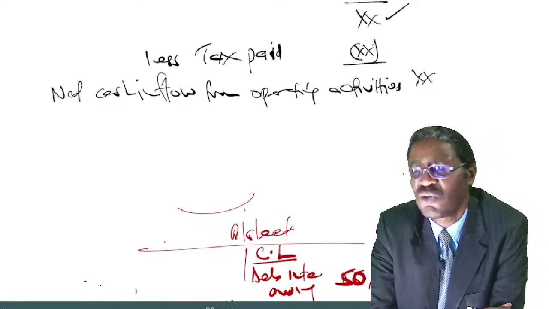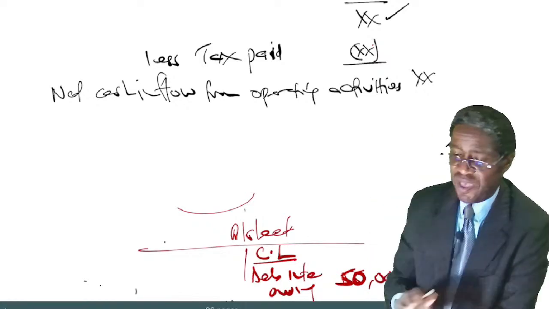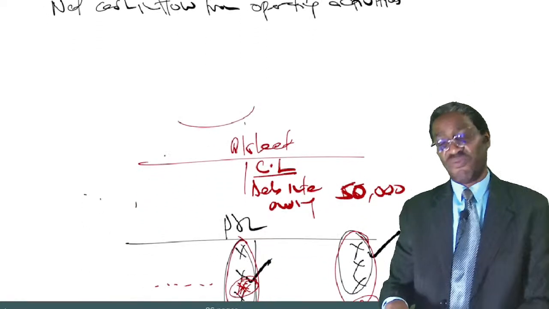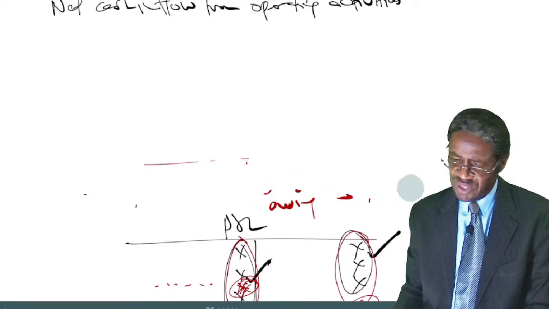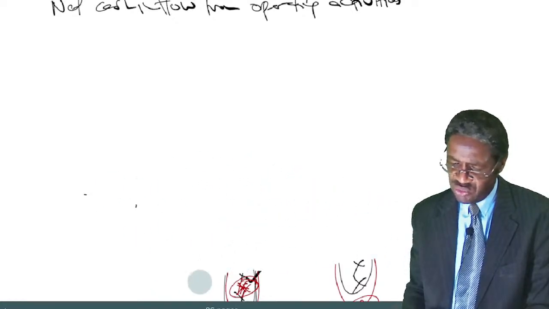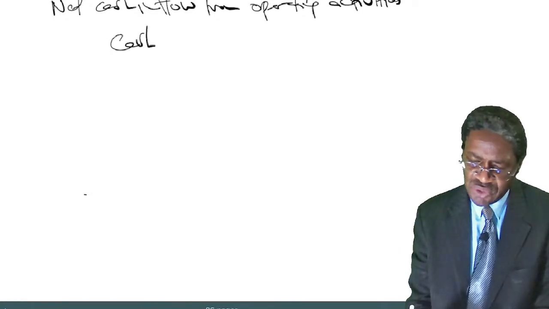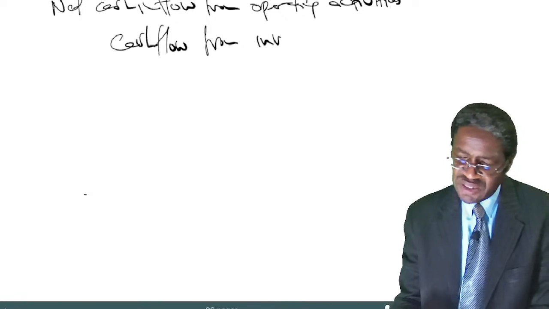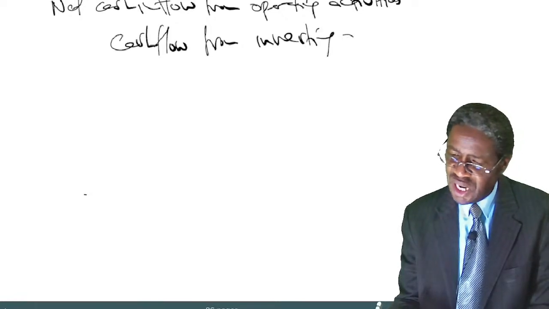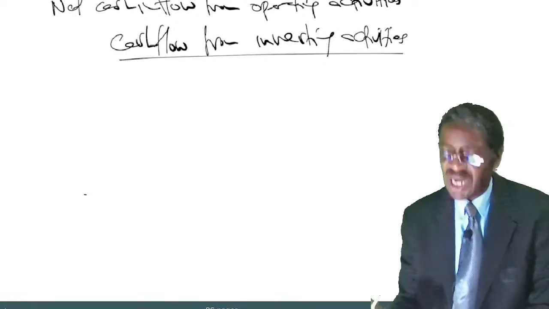Good. So we are through with the first category of the cash flows. Now we go to the second category of the cash flow. When I was introducing, I told you the second category is what we call cash flows from investing activities.